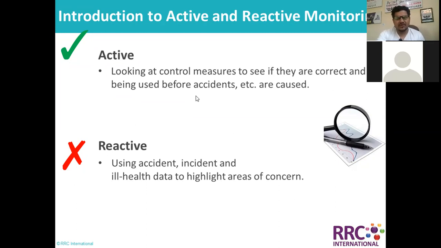Otherwise, there is another one, we call it reactive. That means you waited for an accident. Once the accident happened, now you are taking some actions. Of course, you have to, and it's a legal requirement as well. But it's a reactive approach, which must be discouraged, because prevention is better than cure. So reactive means using accident, incident and ill health data to highlight areas of concern.